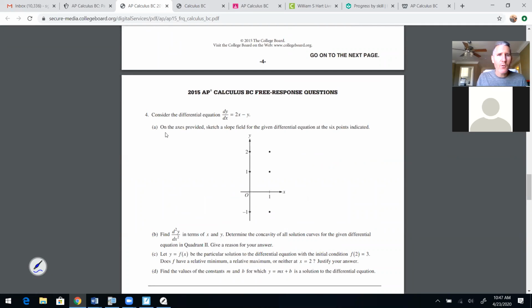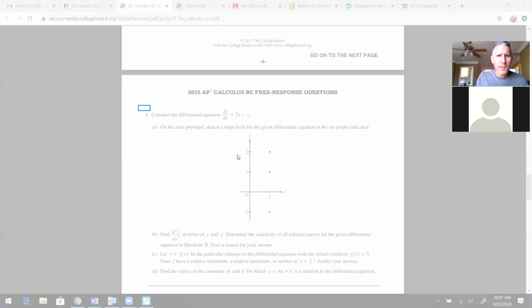Okay, so we have 4, which is this differential equation. We were asked to do the slope field.